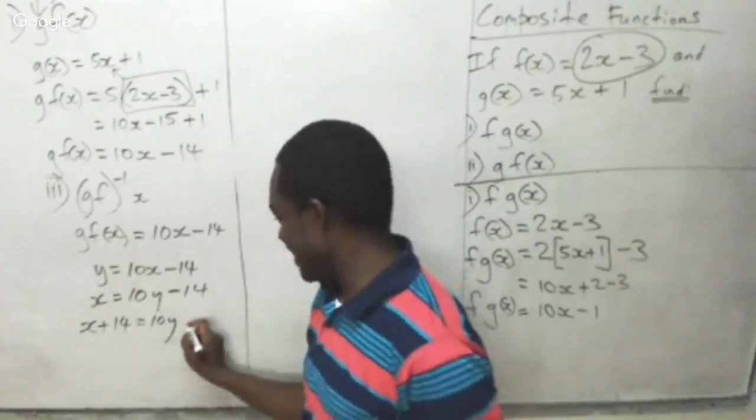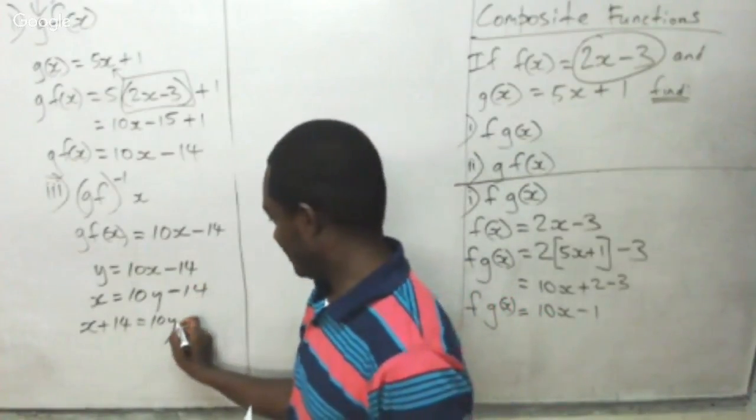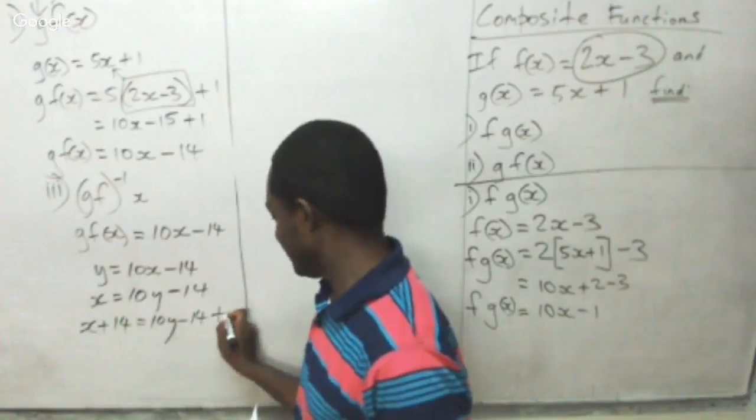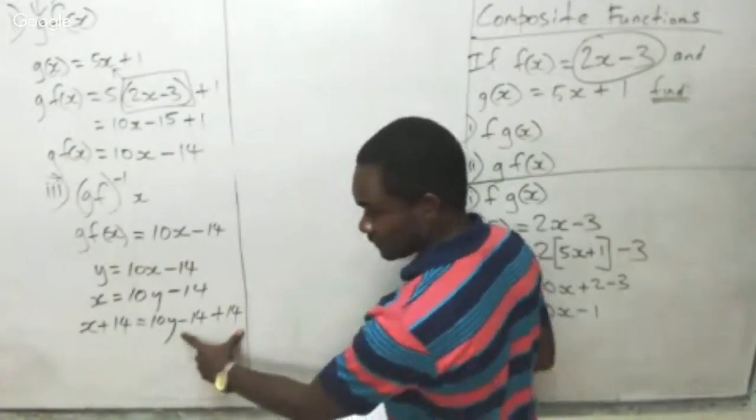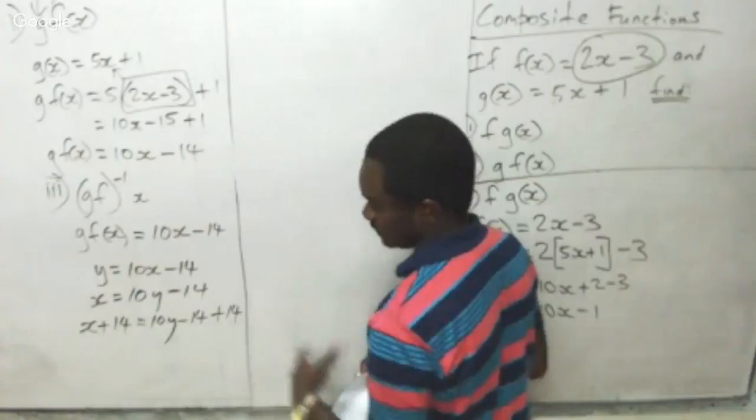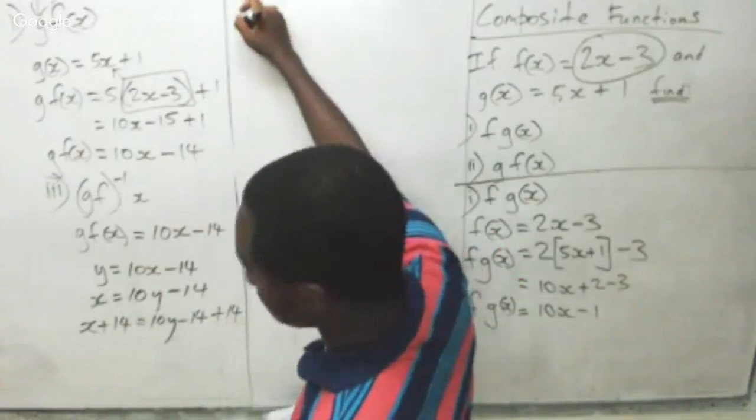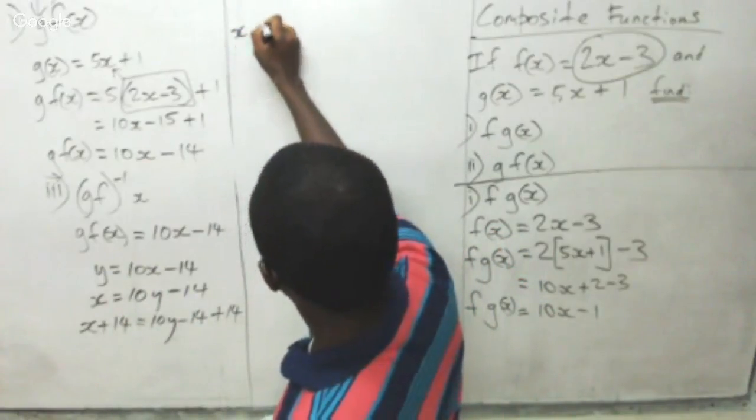So we have 10y minus 14. Are we looking at the board? Minus 14 plus 14, so this works out to what? Zero. So on the left, we still have x plus 14 and on the right 10y.